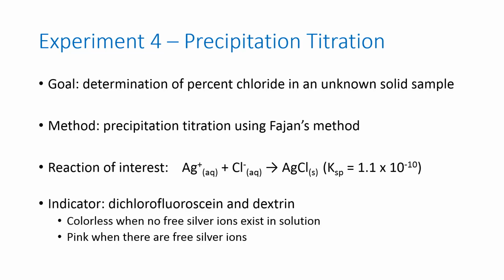So the reaction of interest is the precipitation reaction of silver chloride. The reaction you see here has a very small Ksp, indicating that when a silver ion and a chloride ion are in aqueous solution, they will form this precipitate.